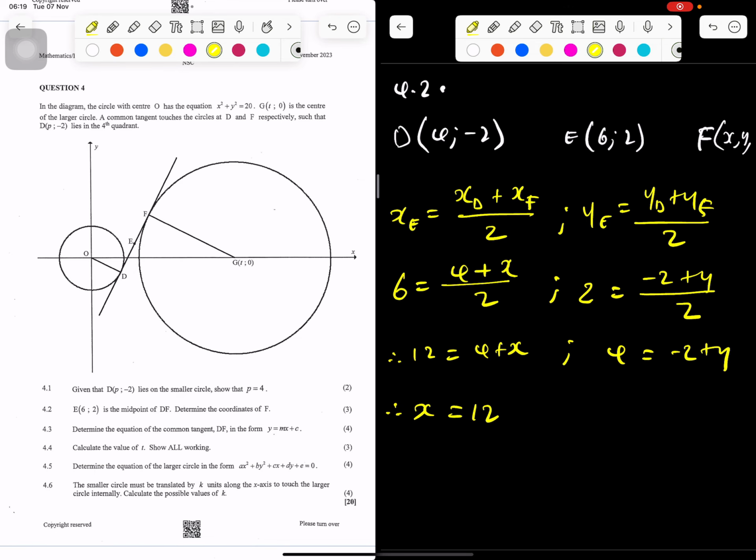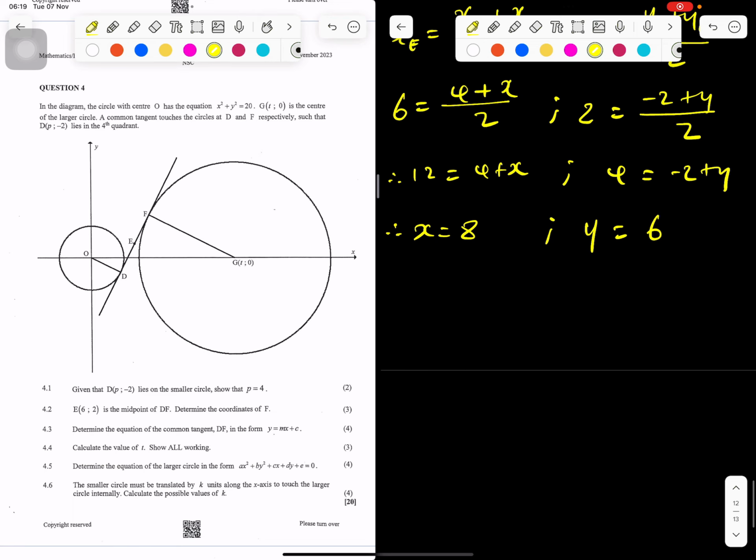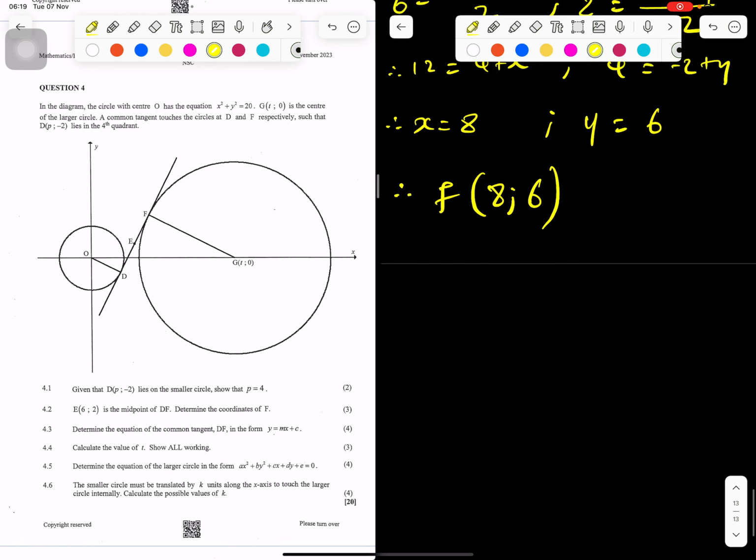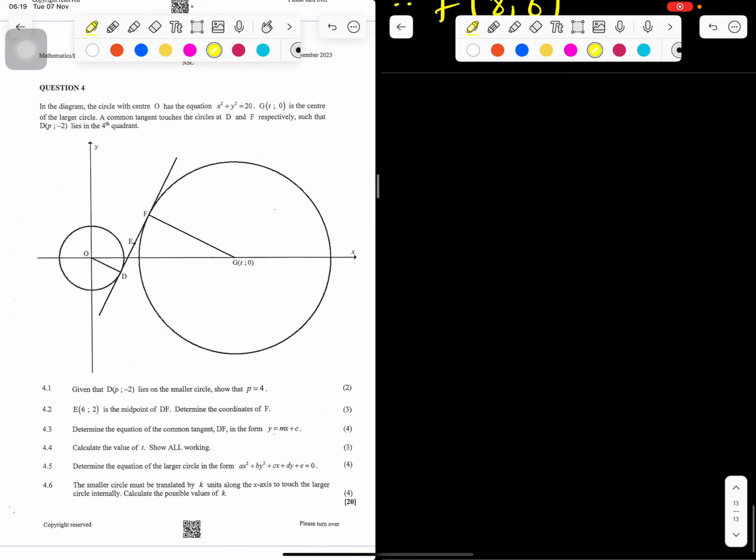Okay, is it 12 or 8? I'm messing up with my brain here. 12 minus 4 is 8, guys. And then y is equal to 6. Okay, therefore, F is 8 and 6, which is true because it is in the first quadrant. So we don't have to really worry about that. We are sure that it is correct because it is in the first quadrant.